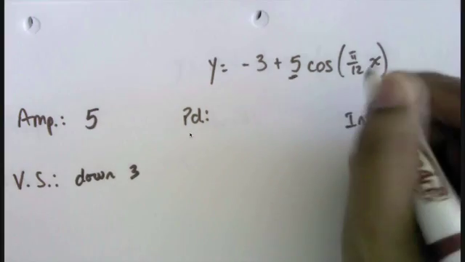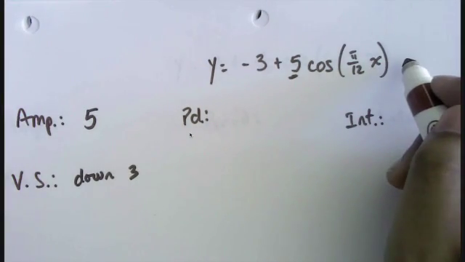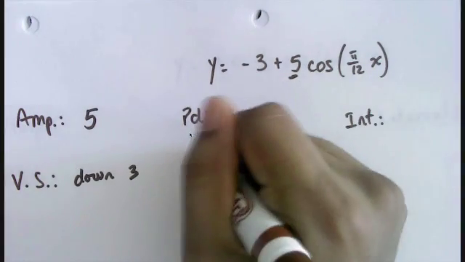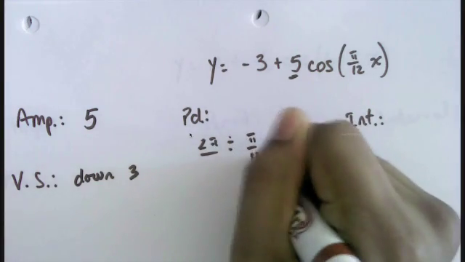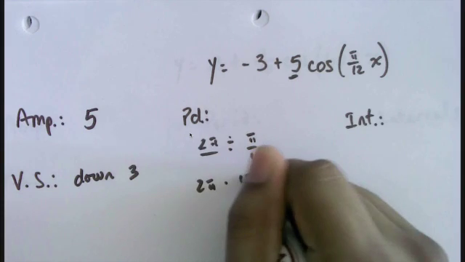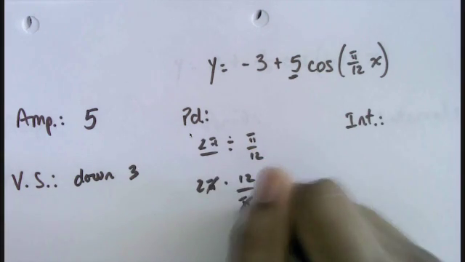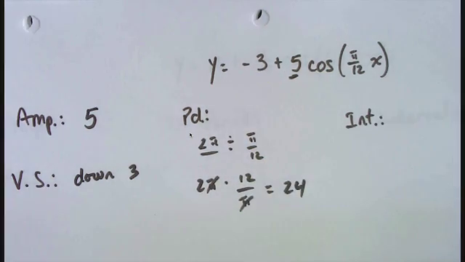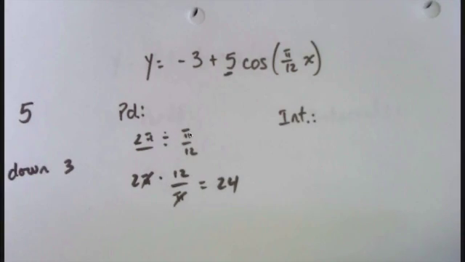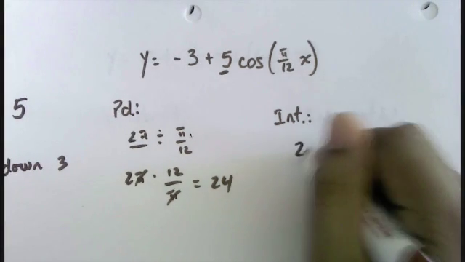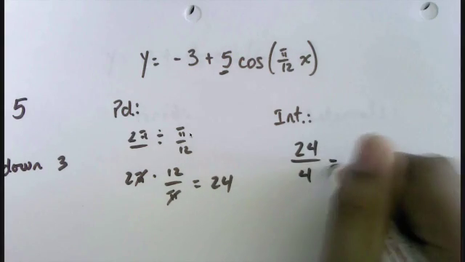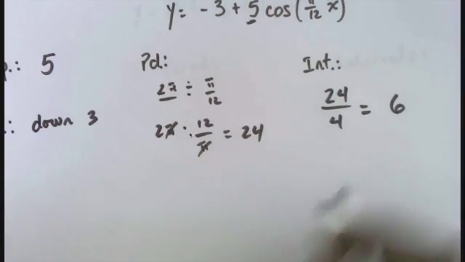Our period. No horizontal shift inside, which is nice, so I have to do 2 pi divided by the b value. And when I multiply times that reciprocal, my pi's are going to cancel, and I'm going to get the longest cycle that I've had so far of 24 units. That's how long my period will be. My interval will be 24, the period divided into 4s, which gives me 6.